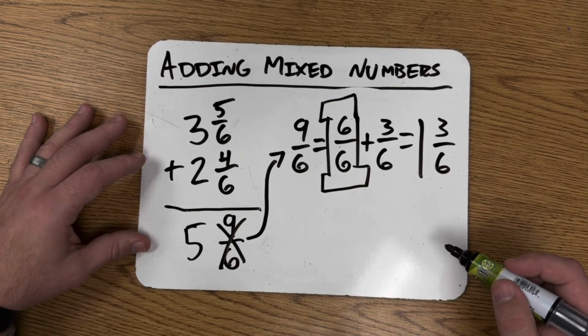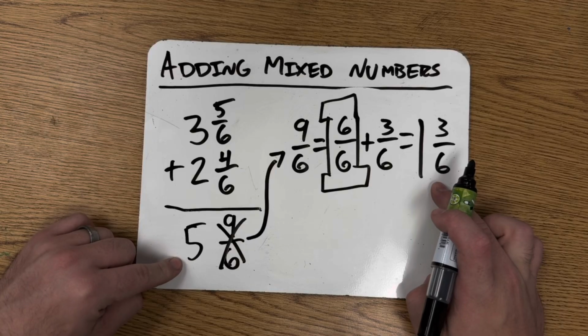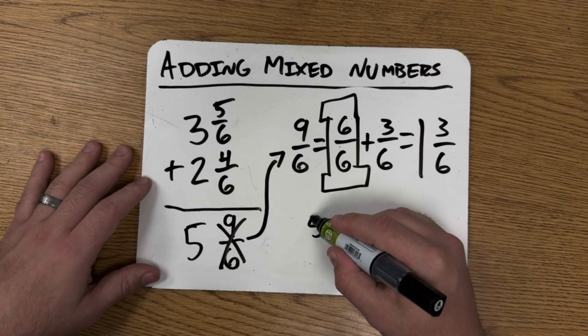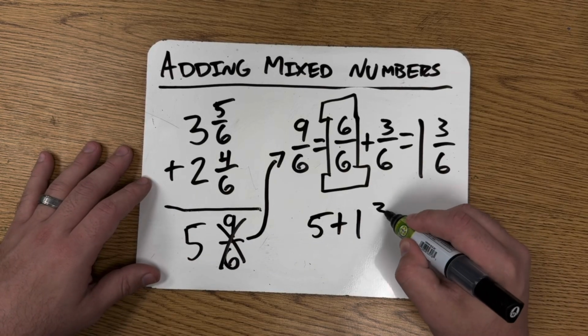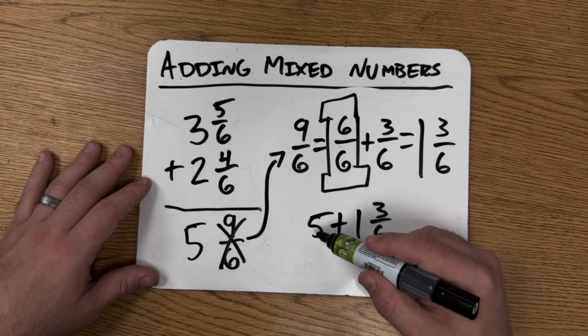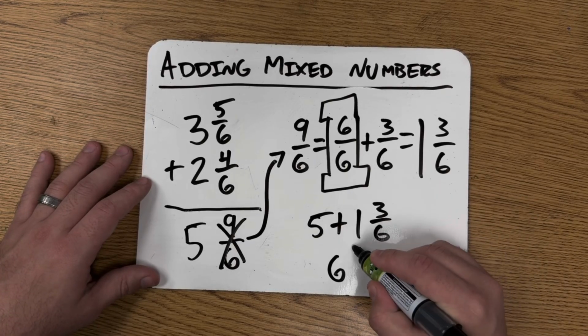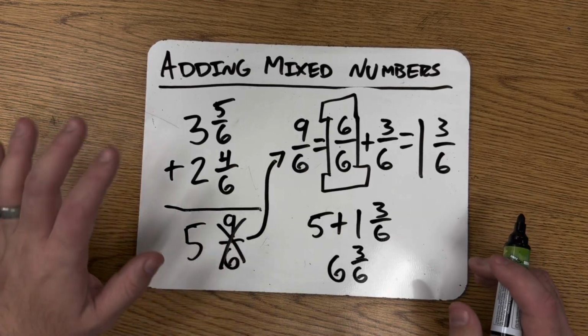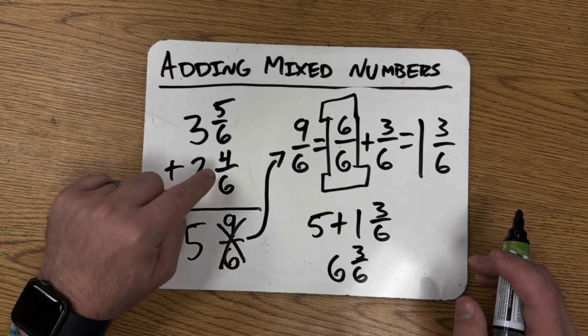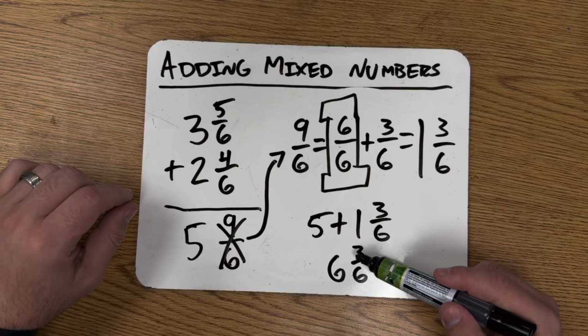I've converted it over. My final step is to combine these two back together, 5 plus 1 and 3/6. That's super easy. All I have to do is add 5 plus 1. 5 plus 1 is 6. I bring my 3/6 down, and I am done. 3 and 5/6 plus 2 and 4/6 is 6 and 3/6.